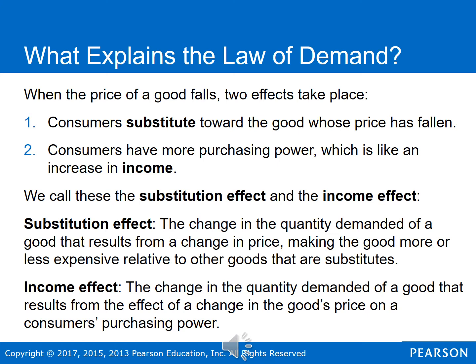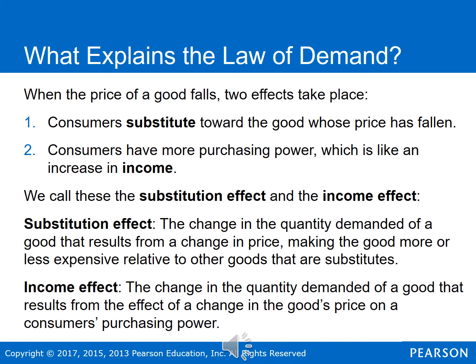While it makes intuitive sense for us, let's dig into what actually explains the law of demand. When the price of a good falls, there's two different effects going on that are influencing our decision, our demand to buy more. First is that consumers are able to substitute towards goods whose price has fallen. And the second is that consumers have more purchasing power. So it's like there's an increase in your income because now goods are less costly compared to your income. So we refer to these as the substitution effect and the income effect.